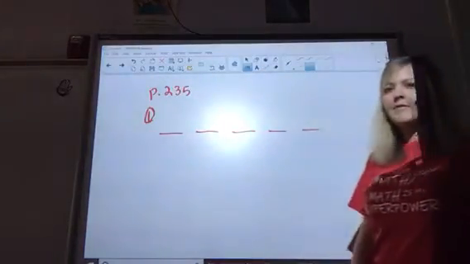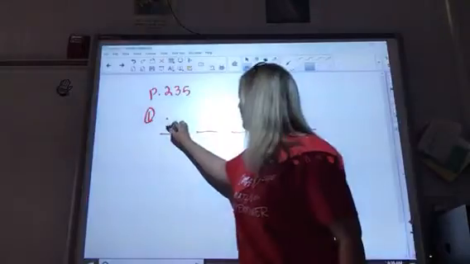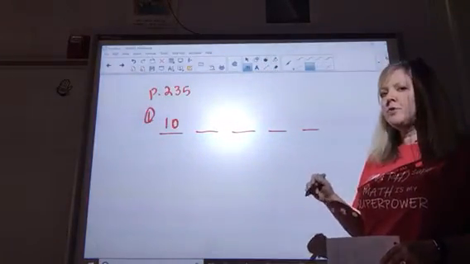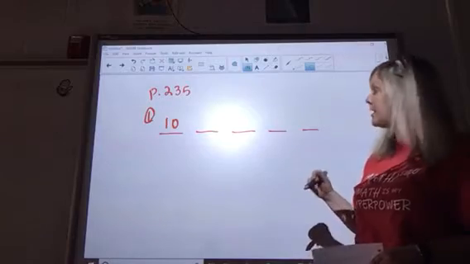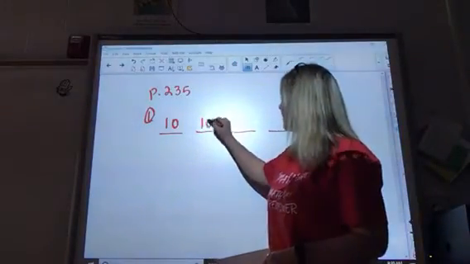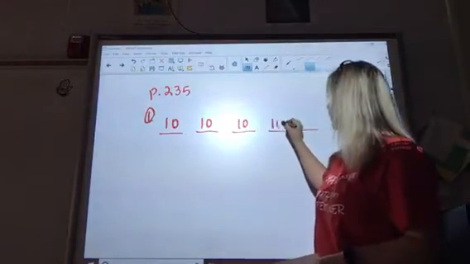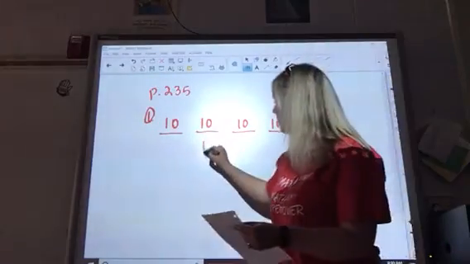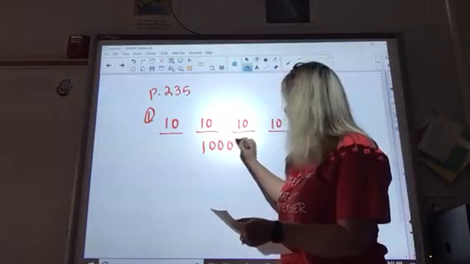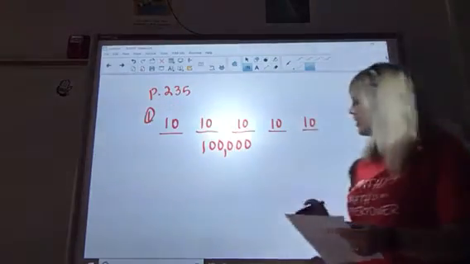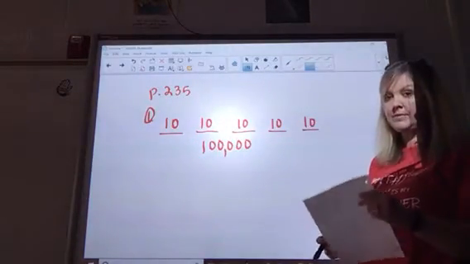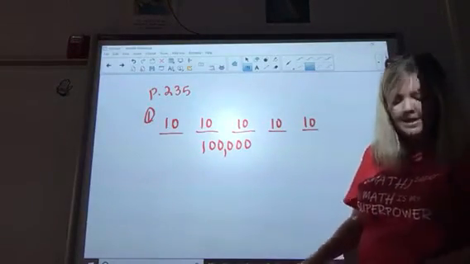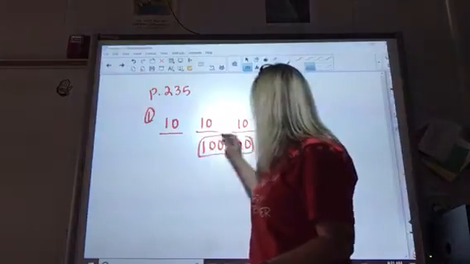Okay, I got 5 digits. I've got 10 possibilities for the first number: 0, 1, 2, 3, 4, 5, 6, 7, 8, 9. That's 10 possibilities. 10 for the second, 10 for the third, 10 for the fourth, 10 for the fifth. I multiply all those together. So there's 100,000 possibilities.